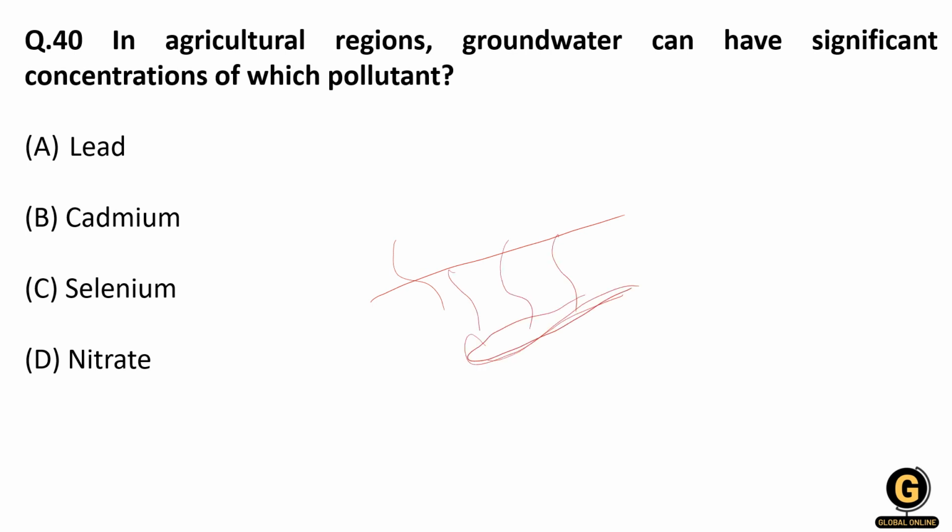So this groundwater gets contaminated, and mostly the farmers use the nitrate, right? Urea or potassium nitrate. So these are the fertilizers that are excessively used, and they are accumulated in the groundwater. So you have to remember the highest percentage of the concentration in the groundwater is of nitrate.